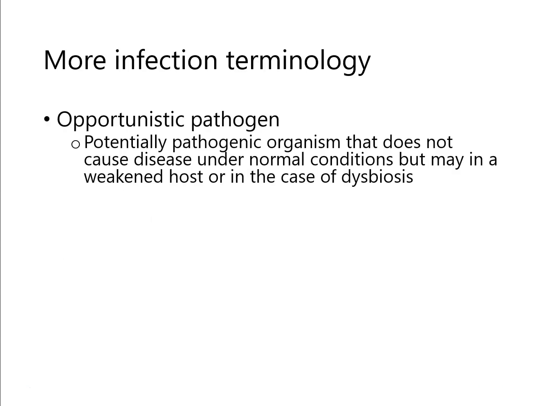So first we get into things like opportunistic pathogens. This is a term you'll hear a lot because there are bacteria that will not always make a healthy person sick, but under some circumstances they will. And a lot of members of the normal microbiota are like this.